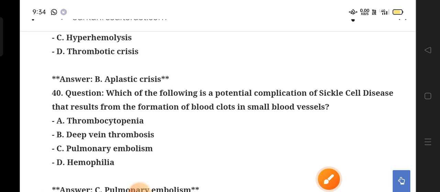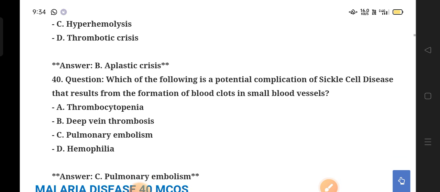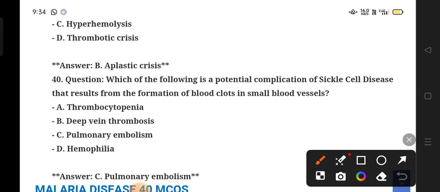And the last question is, which of the following is a potential complication of sickle cell disease that results from the formation of blood clots in the blood vessels? Option C, pulmonary embolism.